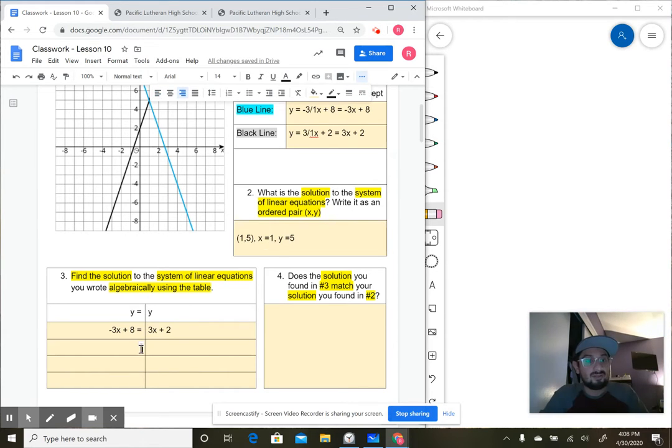Check that out. So 1 times negative 3 is negative 3 plus 8 equals 3 times. So add positive 3x to both sides, so you get 8 equals 6x plus 2. Subtract the 2 on both sides, 6 equals 6x. Divide by 6 on both sides, 1 equals x.